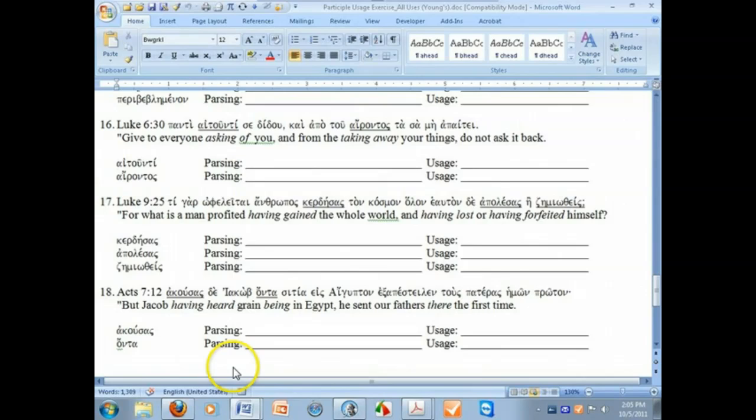So if you didn't think it was cause, what'd you put? Antecedent. Having heard, he sent, that's okay. First he heard, then he sent. I do think that there's a causal relationship here. It was because he heard there was grain in Egypt that he sent them there. That he needed, I think, makes more sense. Yeah. Okay.